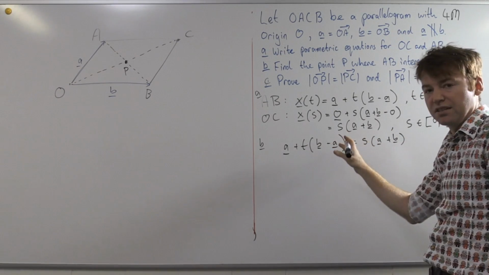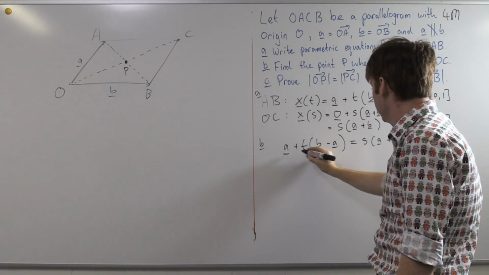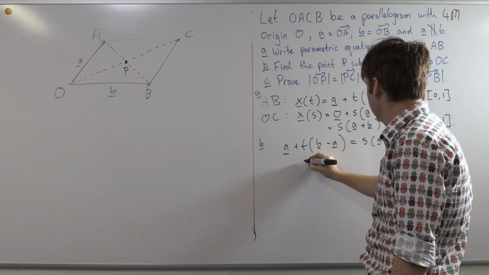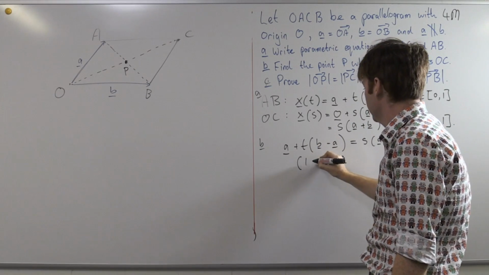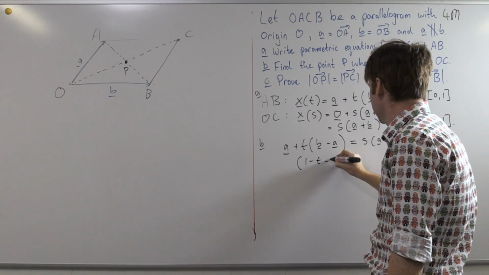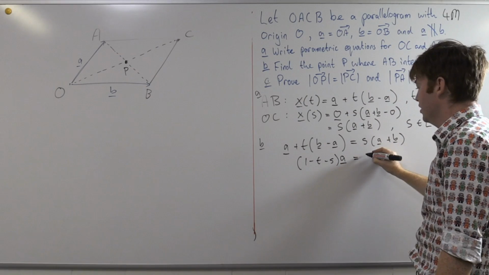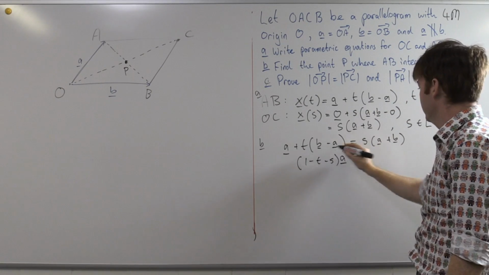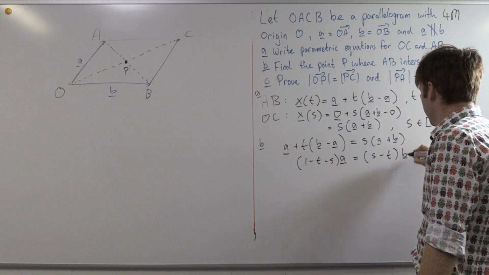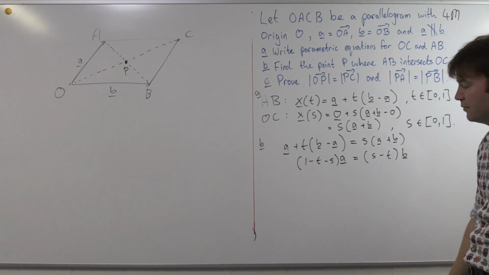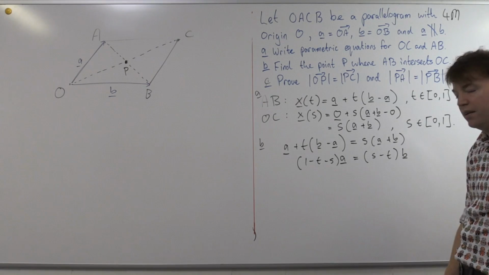And I might organise this so I have the A's on one side and the B's on the other side. How much A do I have? I'll bring all the A's over here, and I have 1 minus T minus S. I have that much A, and how much B? I get positive S minus T times B. Okay, now we've got an interesting equation.